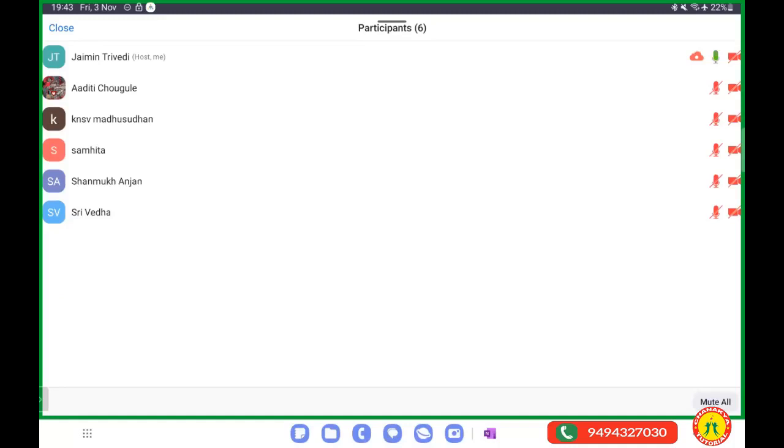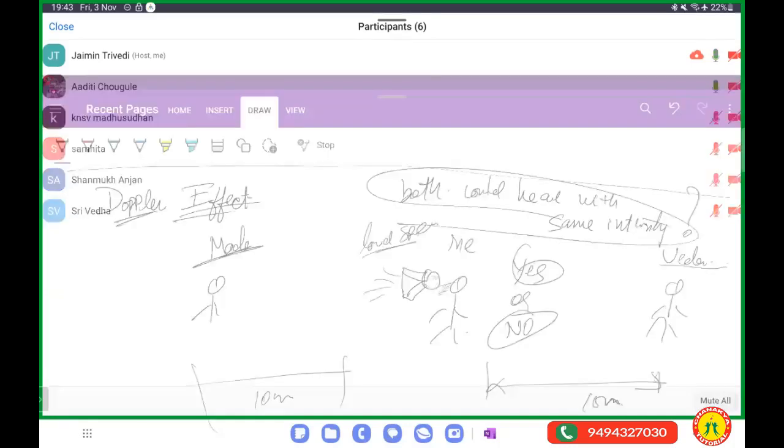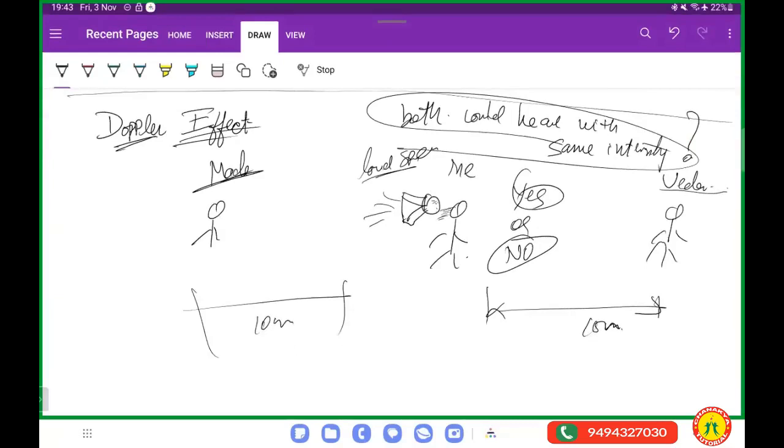Let it be right or wrong, doesn't matter. Just can you try? Why? Can you show the question once more? Sure. Both could hear. My handwriting, I just wrote roughly. So the distance is the same, right? It's not so much, let's take 10 meters only, both. So I guess both would hear with the same intensity.